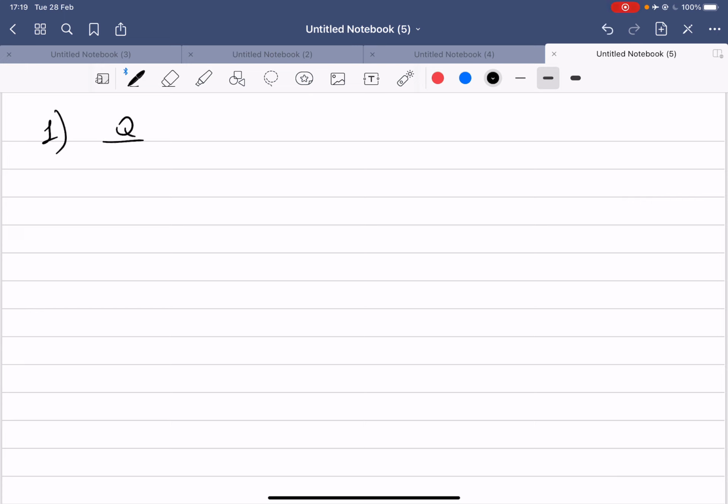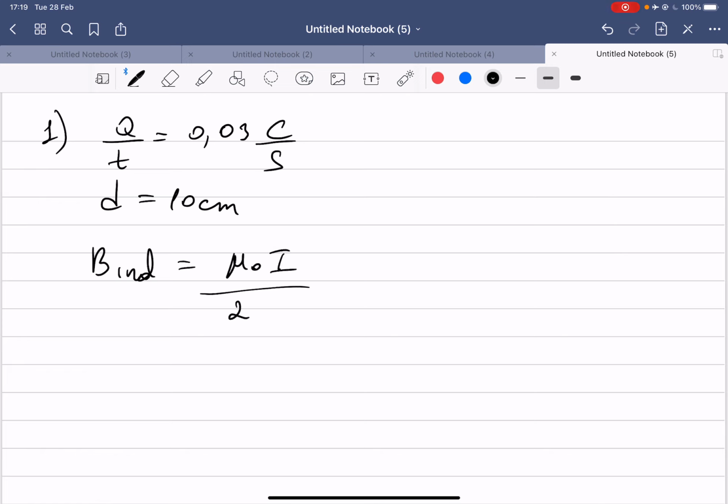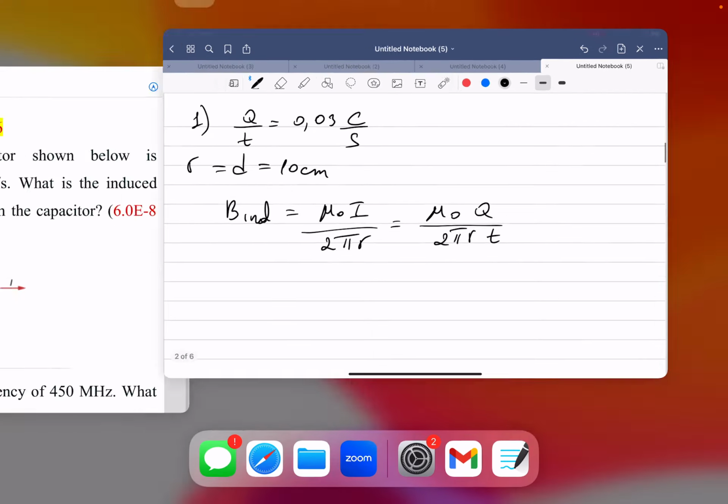So Q over T is given as 0.03 coulomb per second, and the distance is given, which is 10 centimeter. You have to find B induced. The formula of it, as we know, is mu naught I divided by 2 pi r, where r is the distance and I is equal to Q over T. So mu naught over 2 pi r times Q over T. If you plug it in, you should get the answer.